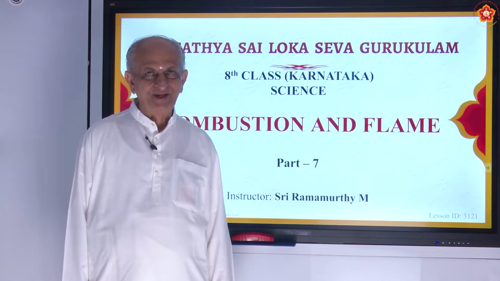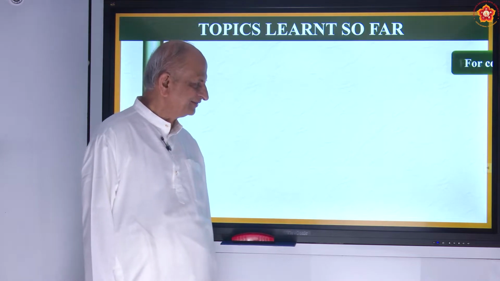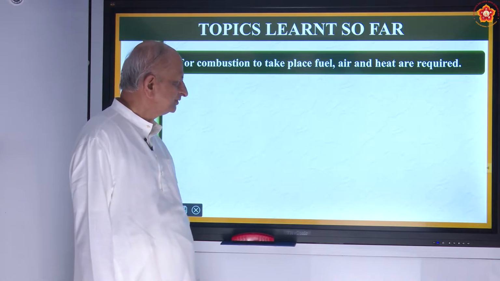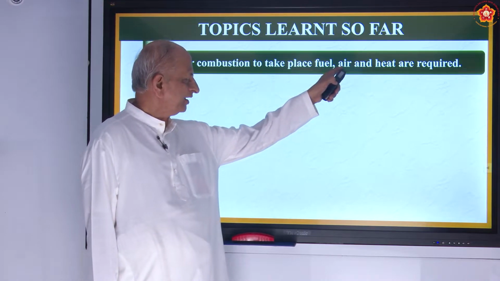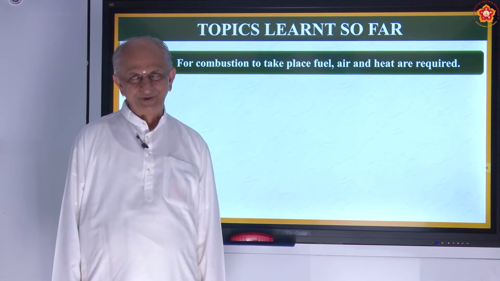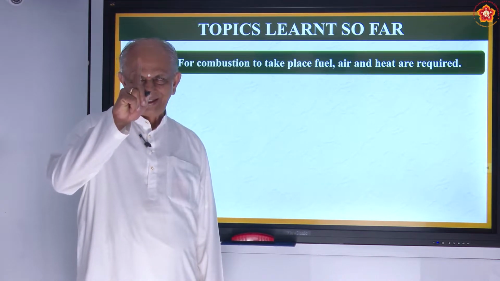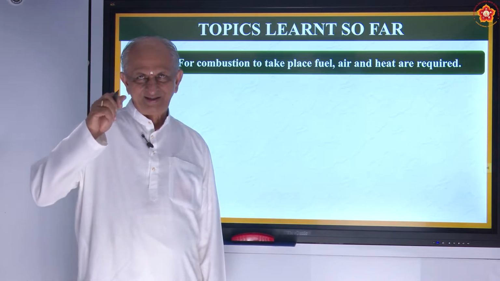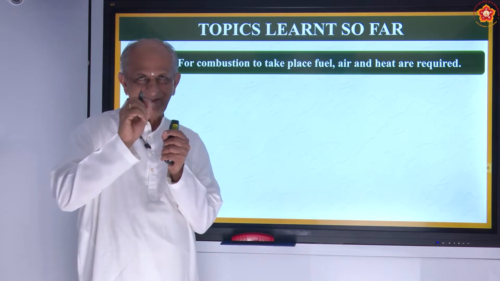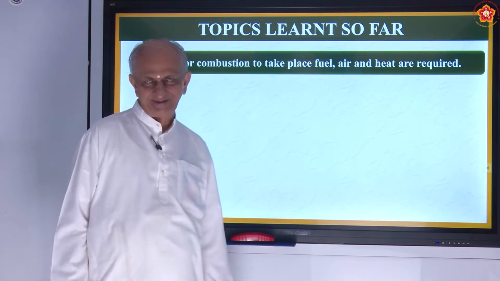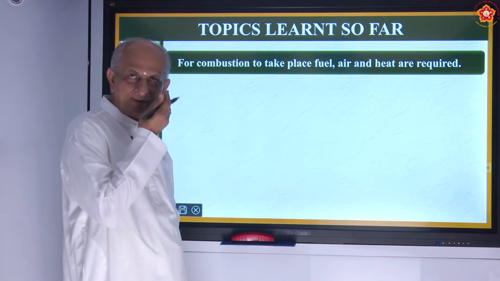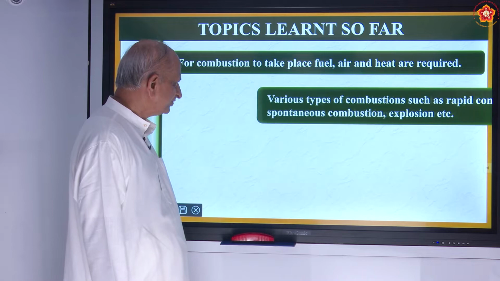Combustion and flame. Is it not? Let us just recall what we have studied earlier. For combustion to take place, three things: fuel, air and heat are required. Suppose you want to burn a candle, the candle is the fuel, and then you want heat. You bring a burning matchstick near it, that gives heat, and there is oxygen around in the atmosphere. With the help of these three, the candle will burn. So any combustion, for that matter, will burn with the help of these three.